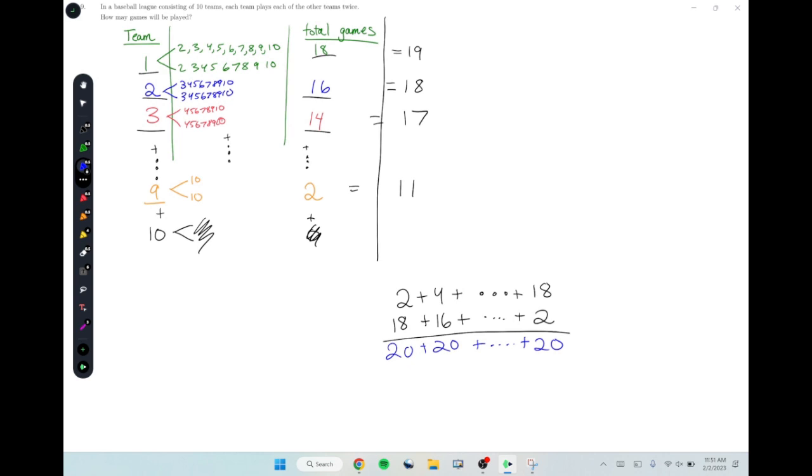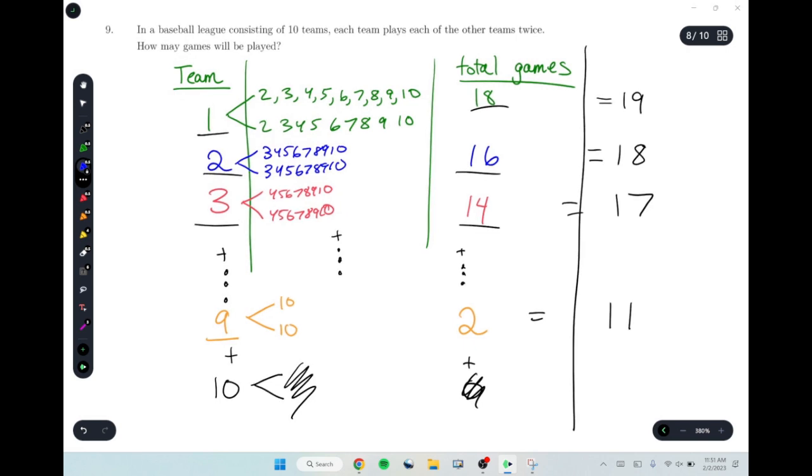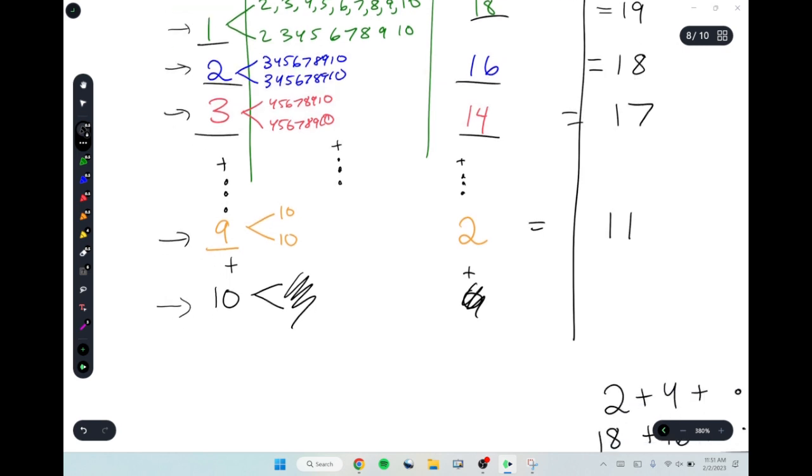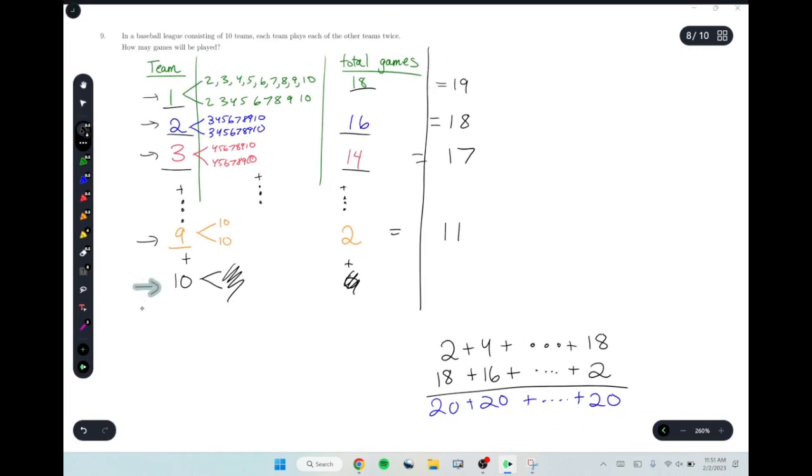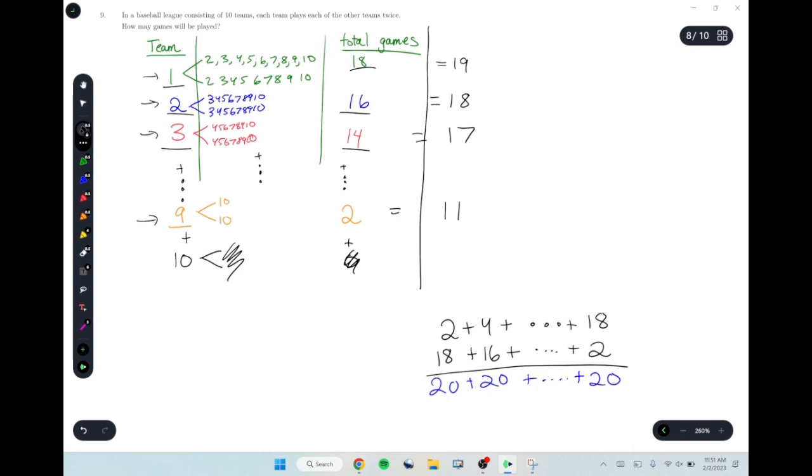We skipped 1 every time. I think there's only 9, right? Because that was our team number right there. See the team number on the left? 1 time, 2 times, 3 times, 9 times. The 10 doesn't matter because there's 0 total games played in that column. So there's nine total sets of 20, right?